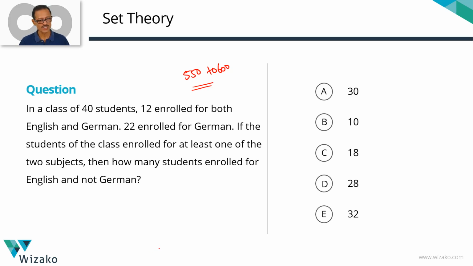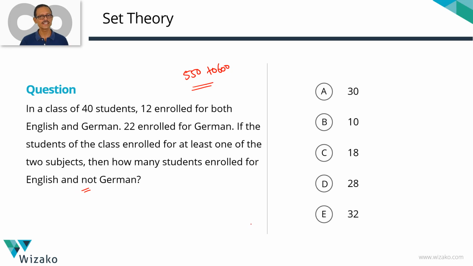In a class of 40 students, 12 enroll for both German and English. 22 enroll for German. If the students in the class enroll for at least one of these two subjects, then how many students enroll for English and not German? Let's come to what we'll have to find out in a minute.